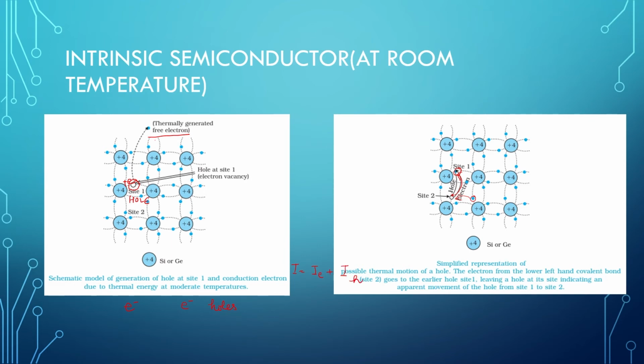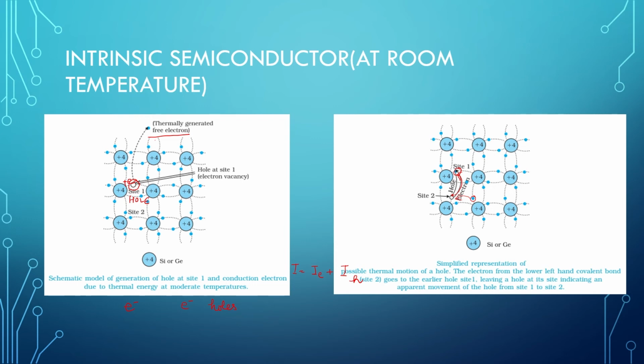Now, one more thing we have to understand here is that apart from the process of generation of conduction electrons and holes, a simultaneous process of recombination occurs. Now, what is happening in that? Sometimes these free electrons also recombine with the holes, and at equilibrium, the rate of recombination is equal to the rate of generation of electron and hole pairs.